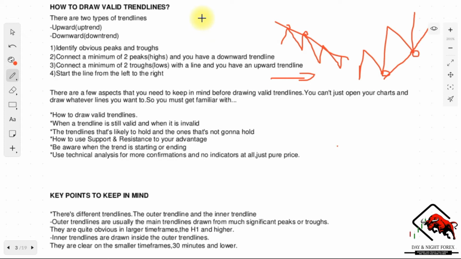And then you must also be familiar with the use of technical analysis for more confirmation. No indicators at all, just pure price action. That's basically what I just showed you right now, how you are able to use candlestick patterns that we just learned earlier. You know, the pin bar, the harami, the bullish engulfing, the bearish engulfing, and the dojis and all those good candlestick patterns that we just gave you. You'll be able to use that together with this, and then you'll be able to capture those trades.